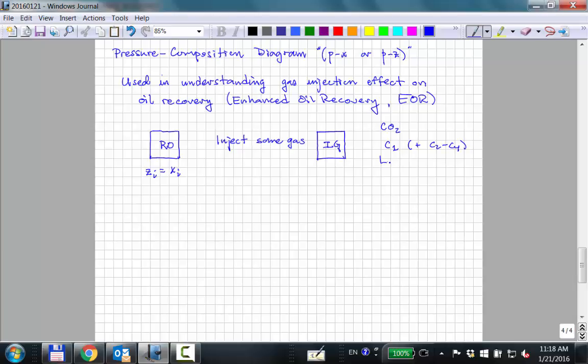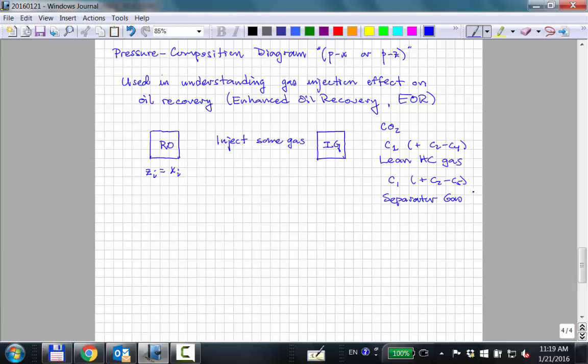This is what we refer to as a lean injection gas, or lean hydrocarbon gas, I guess you could call it. You might have something that's got primarily methane and heavier components. This would be typically like just a separator gas that you get off of a primary separation.